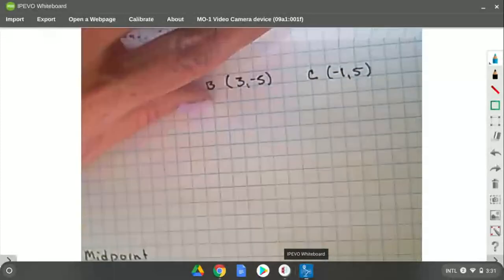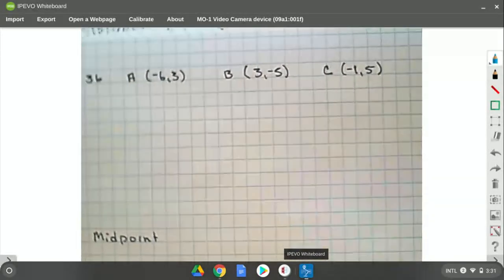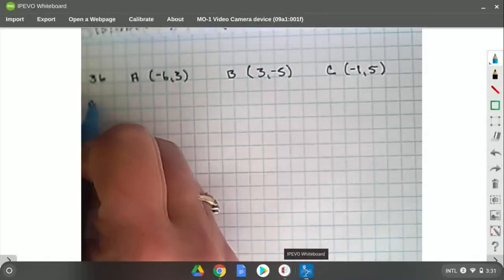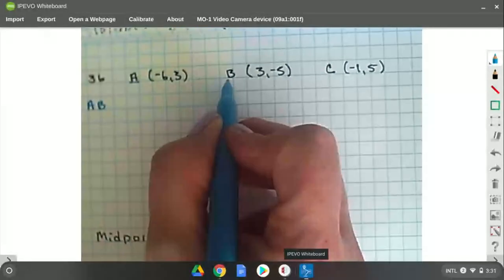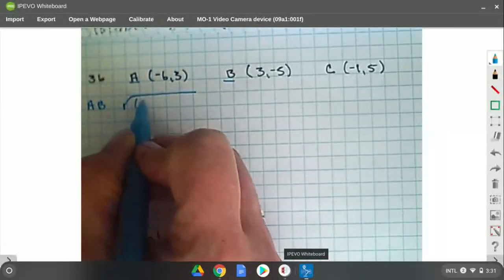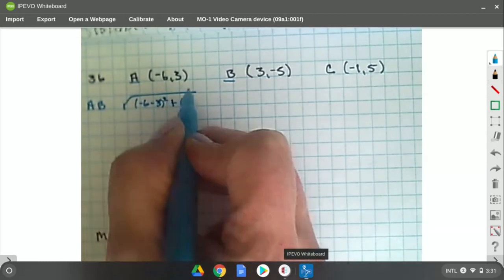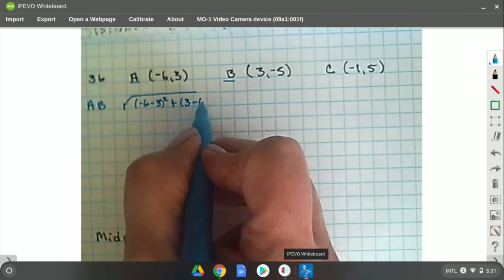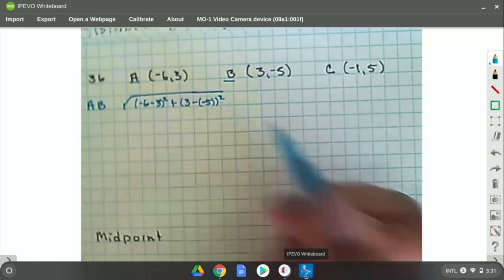Okay? All right. So let's try one more of those. I know they're a little bit long, but they're certainly not complicated. I need AB. Distance between A and B. Negative 6 minus 3 squared plus y minus y, 3 minus a negative 5 squared.